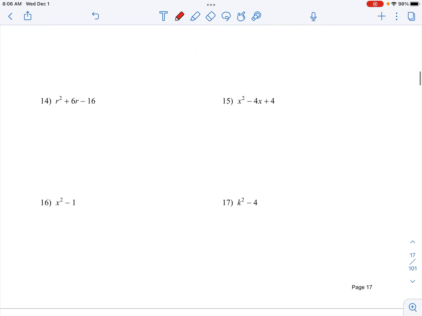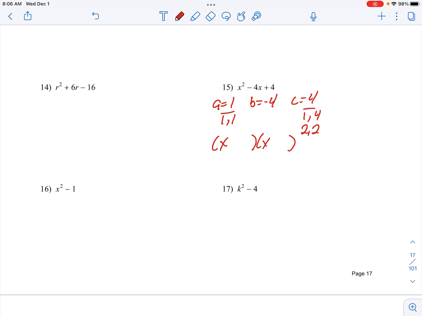All right, number 15. A is 1. B is negative 4. C is positive 4. Factors of A, factors of C. A starts to build my two quantities.